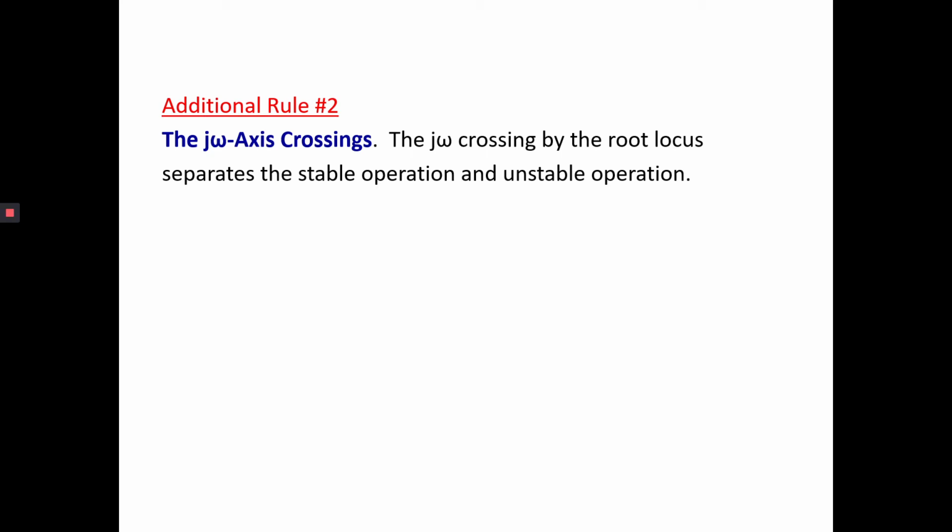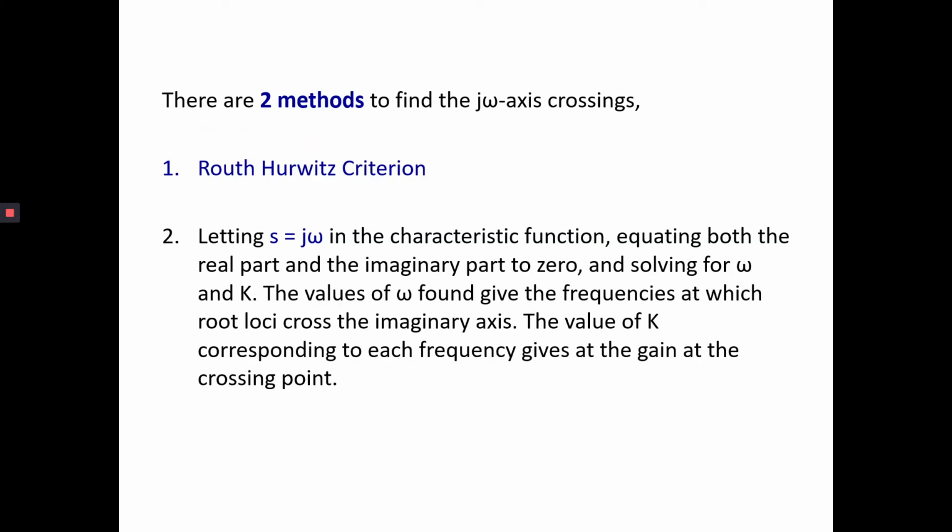Okay, we now further refine the root locus by finding the imaginary axis crossing. The importance of the j omega axis crossing should be readily apparent. The j omega crossing by the root locus separates the stable operation and unstable operation for the system. There are two methods to find the j omega axis crossing.